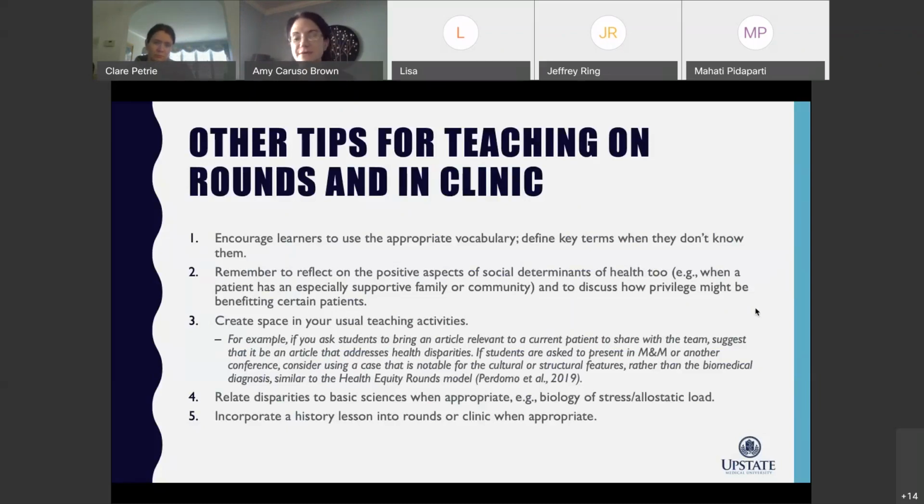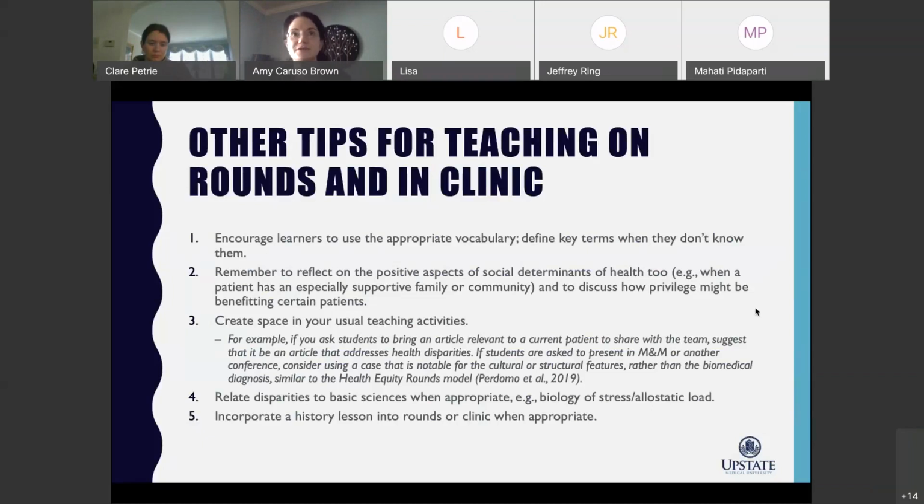Relating disparities to basic sciences when appropriate. So at my school and others, I imagine there's quite a push to try to integrate the basic sciences into the clinical years and make sure that students are able to connect what they're seeing on rounds back to what they learned earlier in their training. But we can do that with health disparities and with social determinants as well. We can talk about the biology of stress and allostatic load. We can talk about other topics.